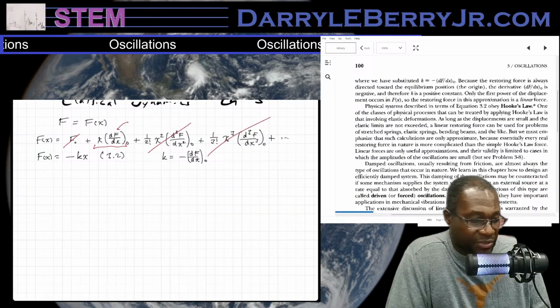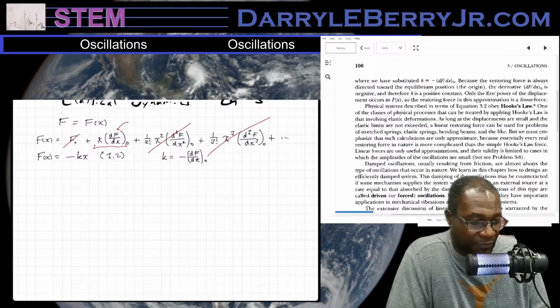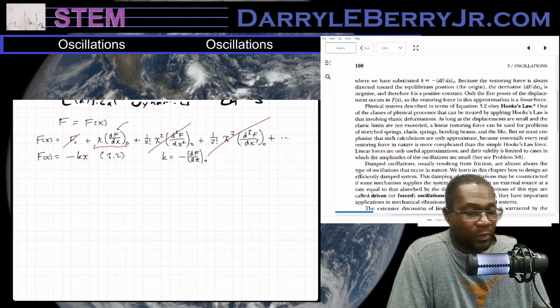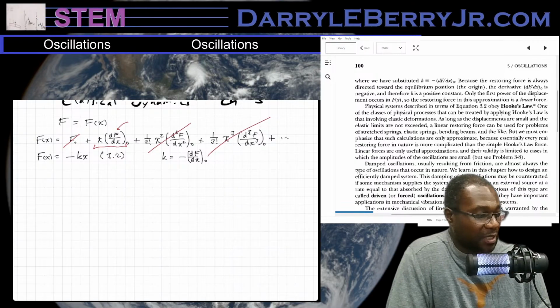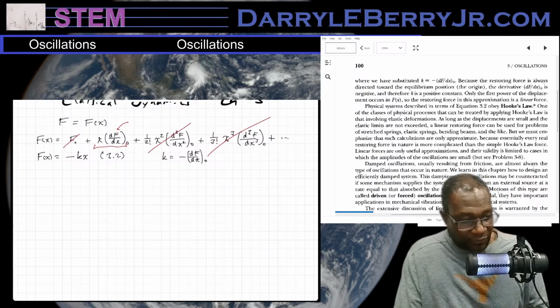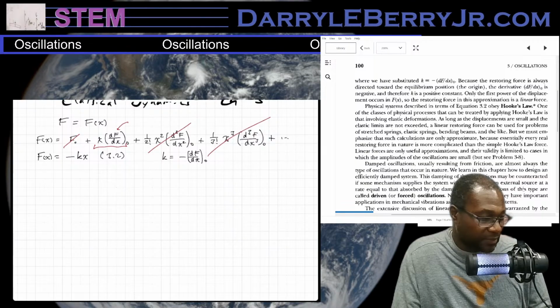This damping of the oscillations may be counteracted if some mechanism supplies the system with energy from an external source at a rate equal to that absorbed by the damping mechanism. Motions of this type are called driven or forced oscillations. So you have something slowing down the oscillation, that's damped, something driving the oscillation, that's driven. Normally sinusoidal, like a sine wave, they have important applications in mechanical vibrations as well as electrical systems.